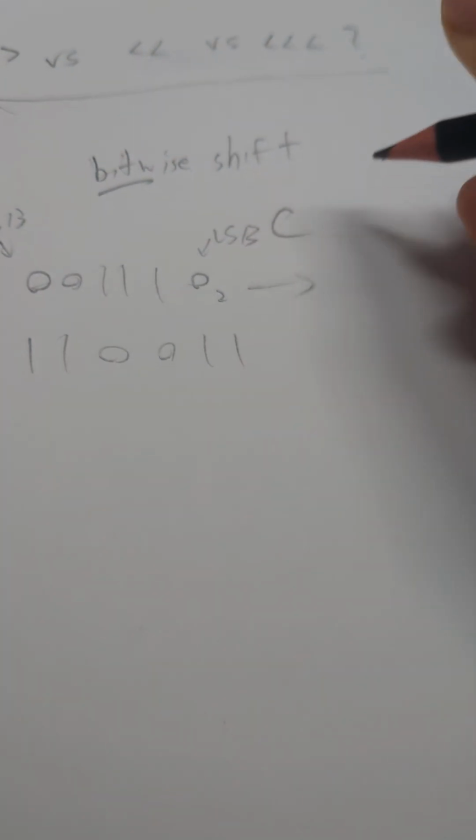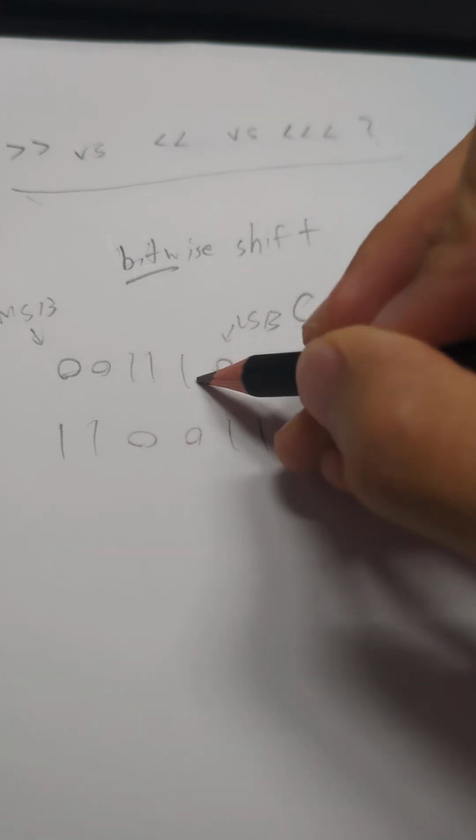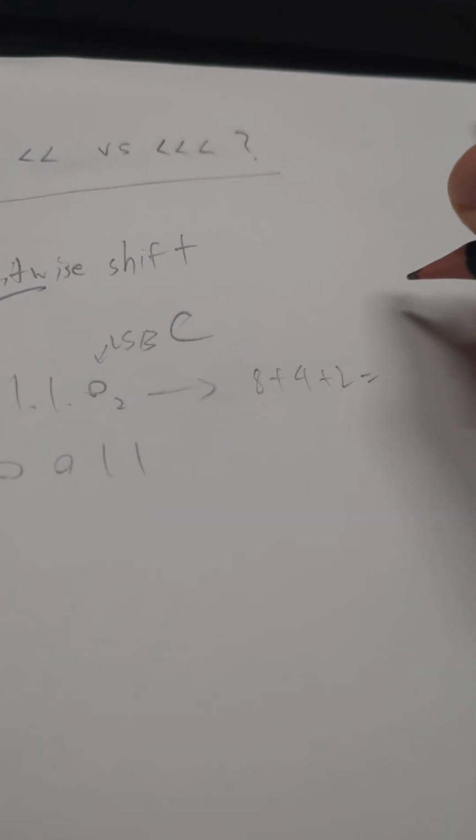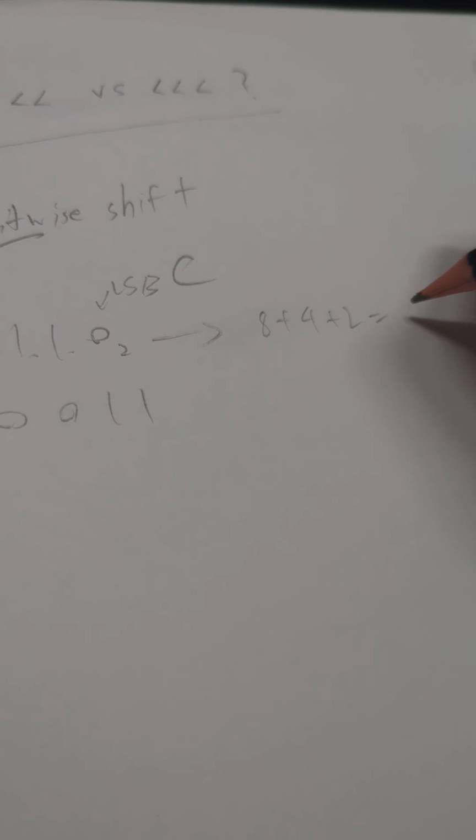This is a binary number if we consider this to be the LSB, the least significant bit, and this is the most significant bit. Then we can convert this into decimal as such, so this will be 1, 2, 4, 8. So it's 8 plus 4 plus 2 equals 6 plus 8 equals 14.